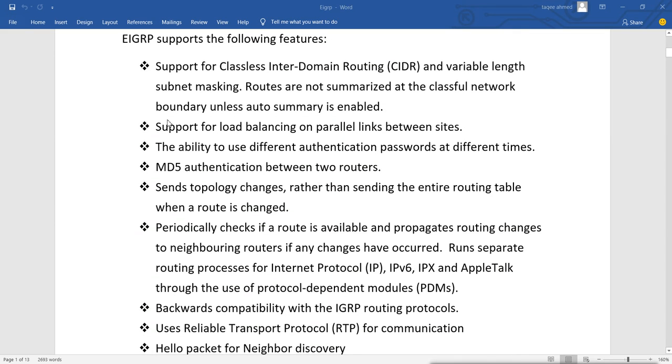Then it supports load balancing on parallel links between sites. Now, load balancing, what do OSPF and other protocols do? They can support load balancing on equal links. Equal links means, let's say you are using RIP, and you have two paths which have the same hop count, so it will use those two paths. That means it will do load balancing between those two paths.